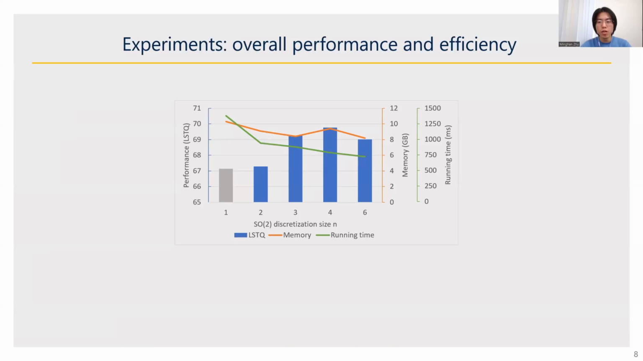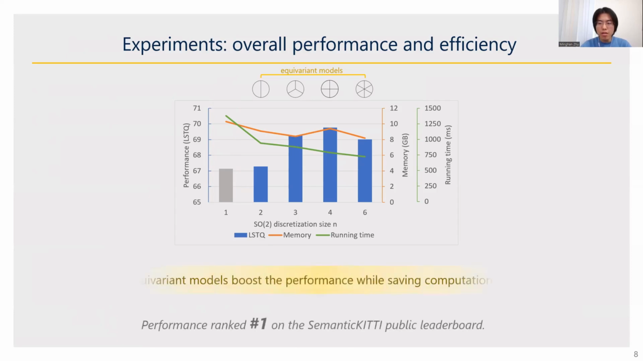Here is a figure of the overall performance and efficiency. The first column is the non-equivariant baseline, and our models are on the right, with different rotation discretizations. Our equivariant model achieved higher accuracy with lower memory consumption and faster running speed. Furthermore, our model ranked #1 on the SemanticKITTI public leaderboard.